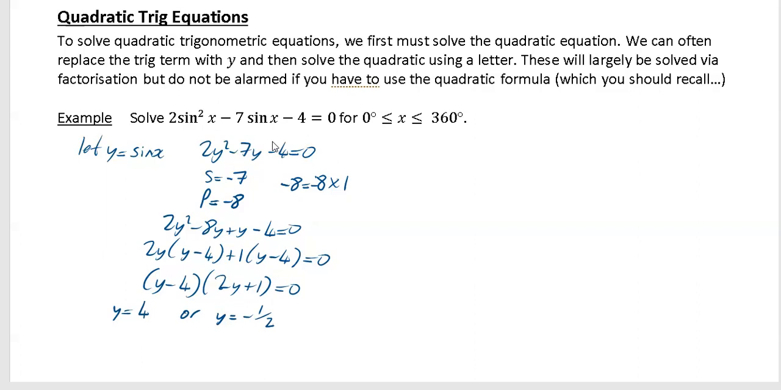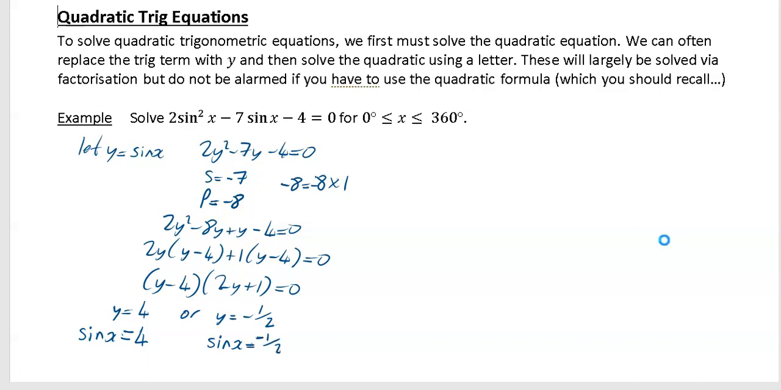Right, we have just invented this y in this question, so we have to rewrite this in terms of your sine. So here we have sine x is equal to 4. And here we have sine x is equal to, oh, minus a half it is. Now it's very important, that minus.